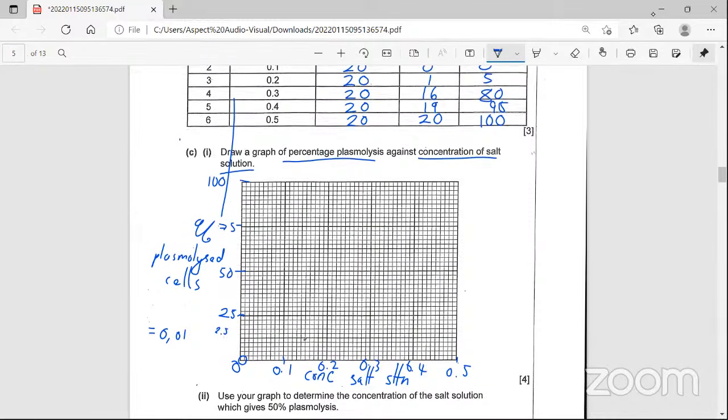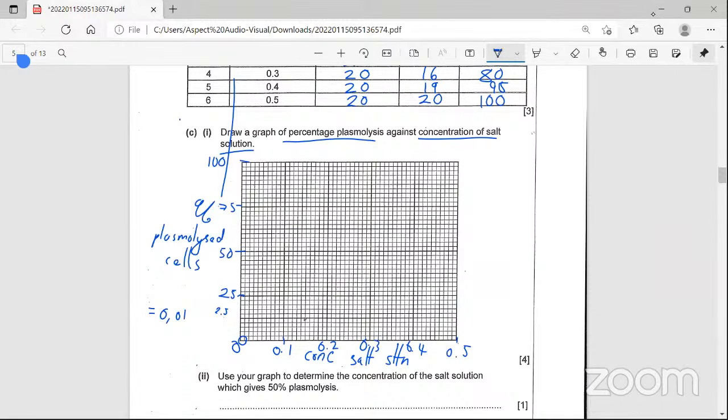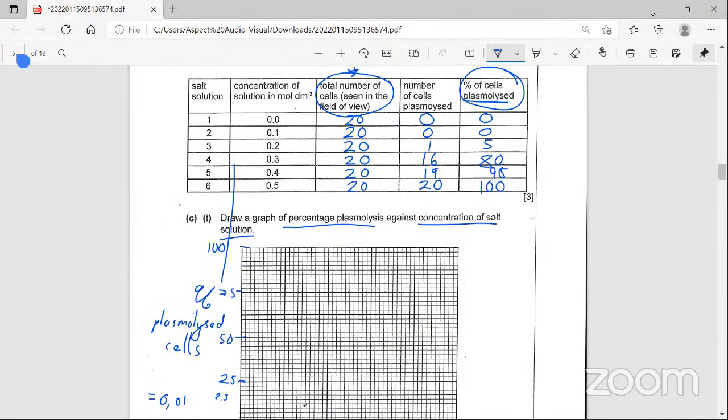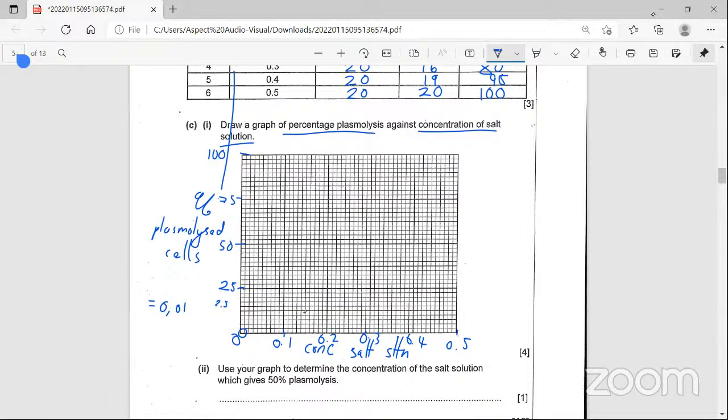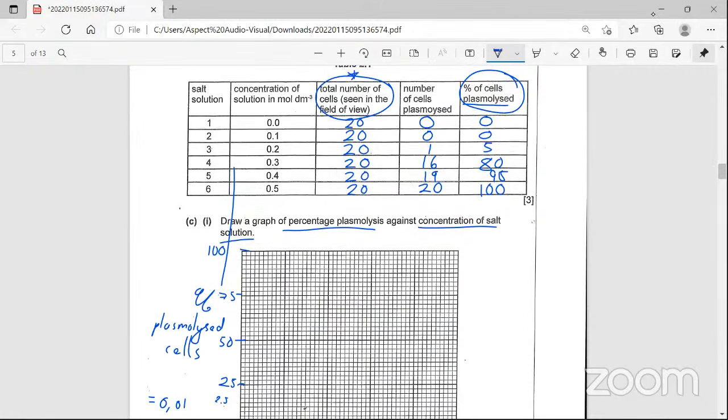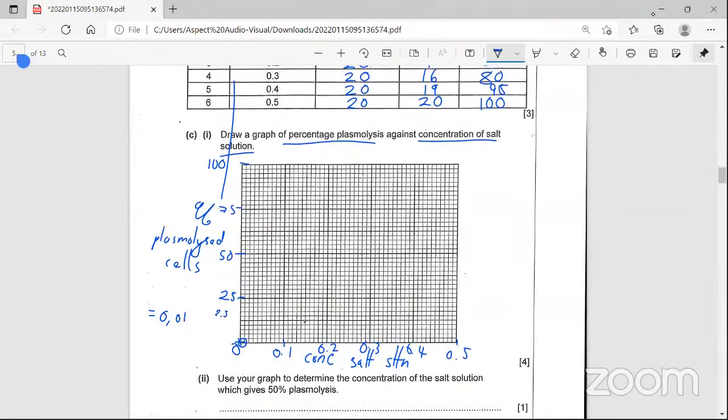Right, now let's plot our graph. So we want to start from your 0.0, which is that point there. You can still just put your x. And then the next one, 0.1, also still 0. So we put your x there, right?